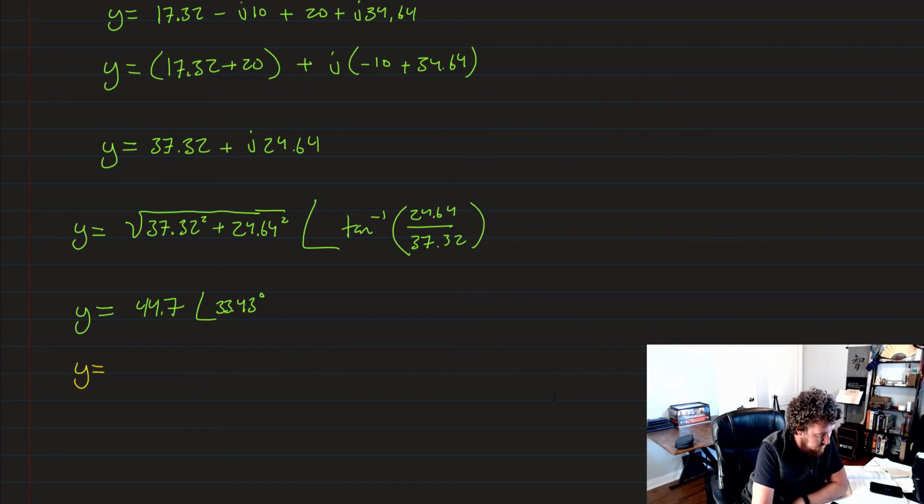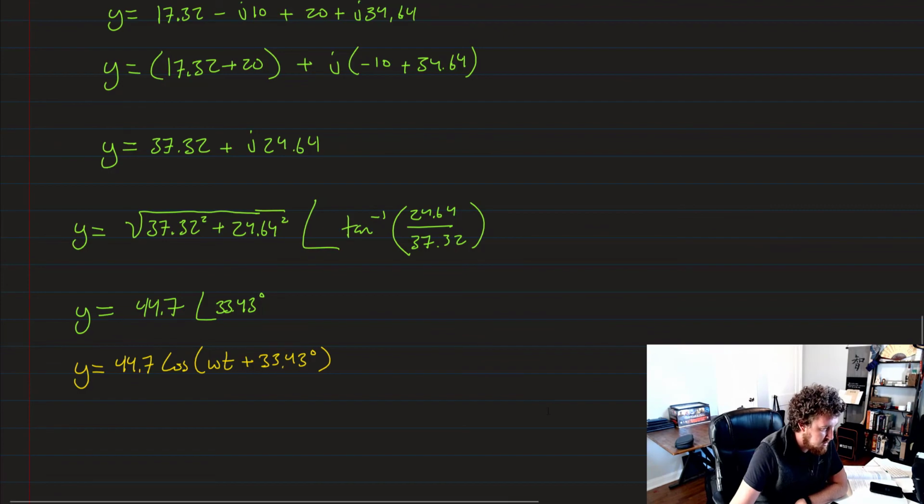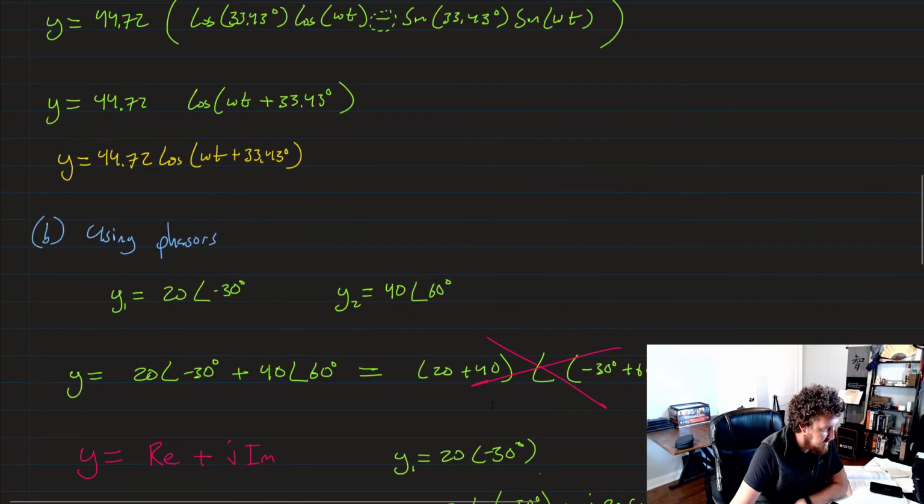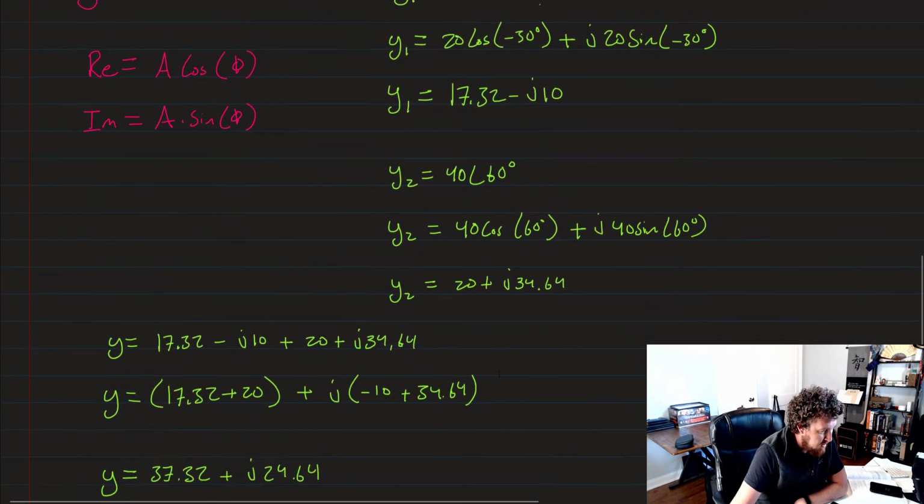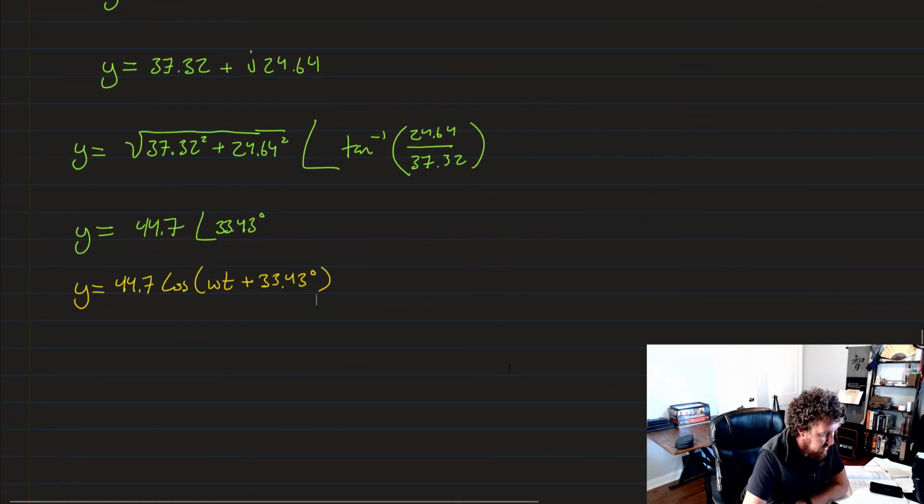y is equal to 44.7 times the cosine of omega t plus 33.43 degrees. And if we go back to part A, that's what we got. And we are good to go.